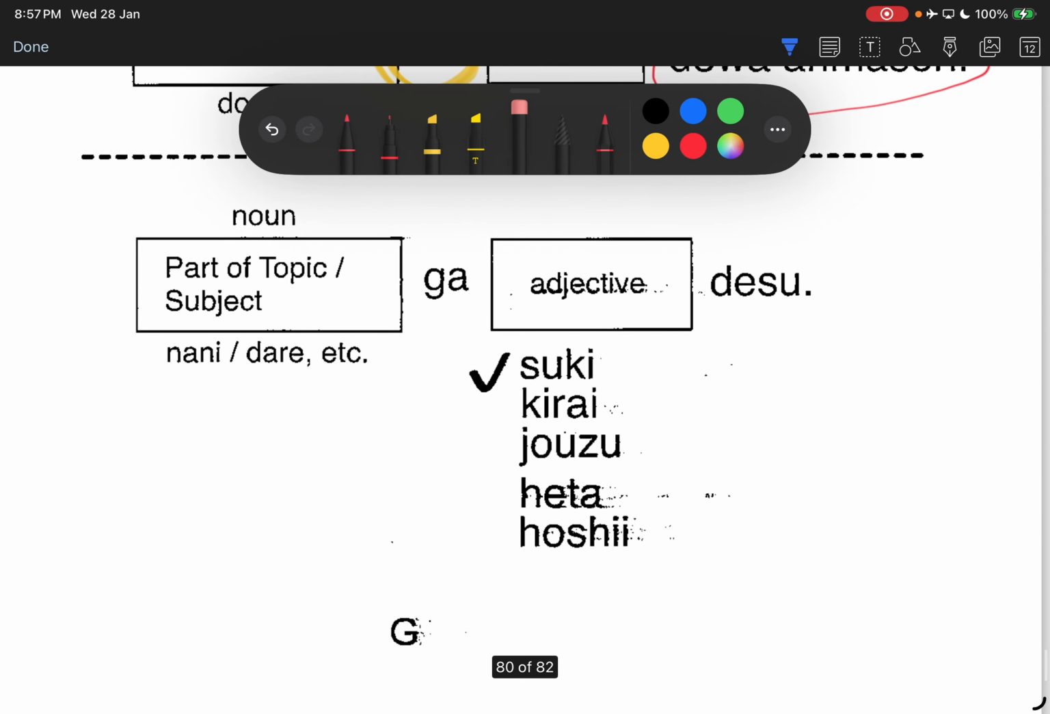Okay, then after that we learned these 5 adjectives. Over here we have 好きです、嫌いです、上手です、下手です、欲しいです。Right? So 好き means love, 嫌い means hate, 上手 means good at, 下手 means bad at, 欲しい means want. We learned this in lesson 5 or lesson 6.